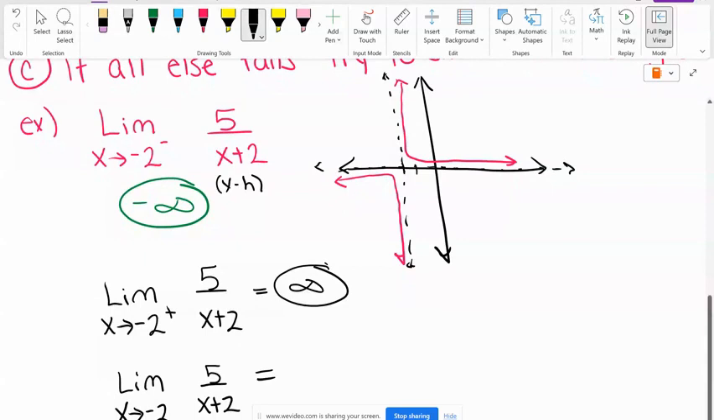Well, let's look at this. What's happening? We always have to check from the left and the right, right? From the left, it's going to negative infinity. From the right, it's going to positive infinity. Are they allowed to be different? They're not allowed to be different. So when they're not allowed to be different, what do we call that? DNE, does not exist. Limit does not exist. DNE.